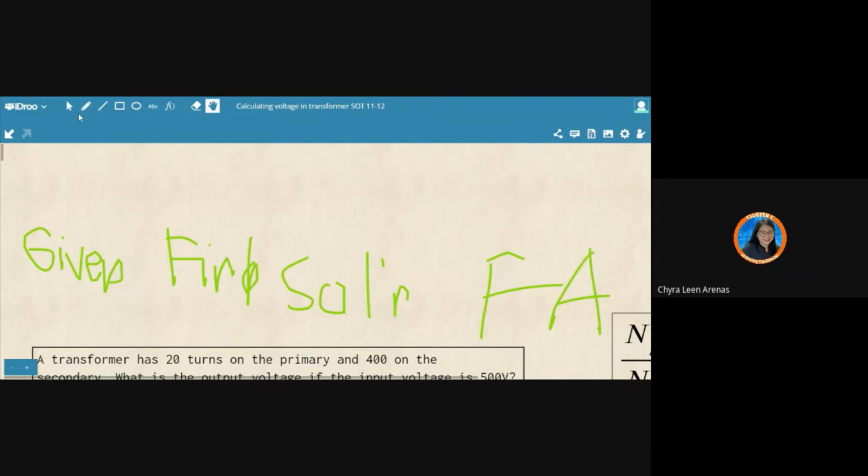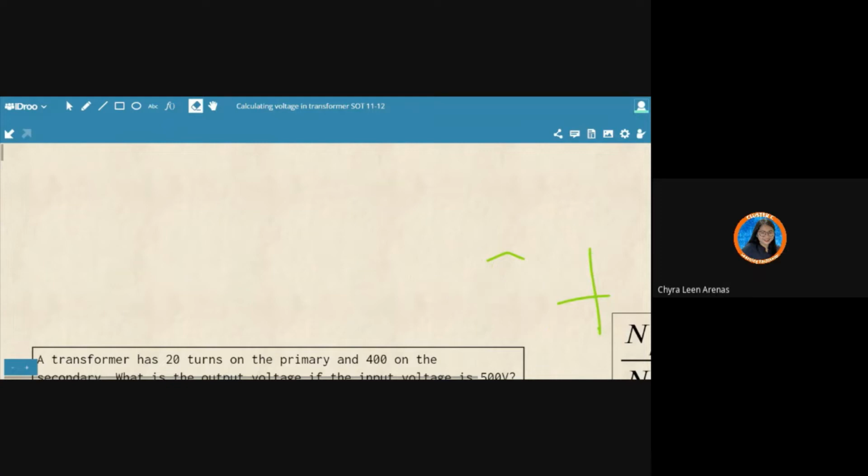And please disregard my writings on this Jamboard because I'm not good at writing using a mouse. I only have a cat and I don't have a mouse. Sure. Just kidding. Let's go back.